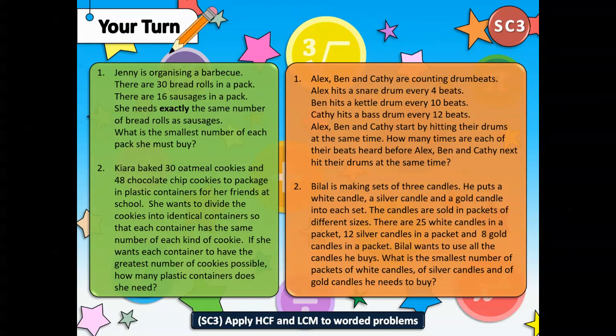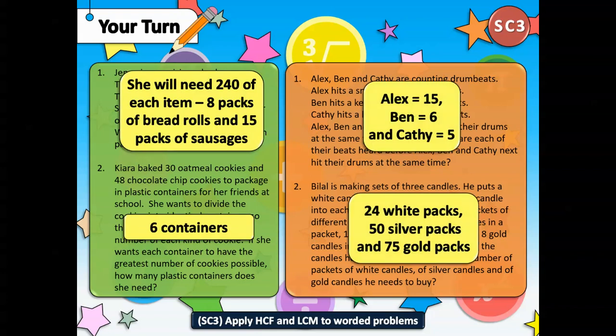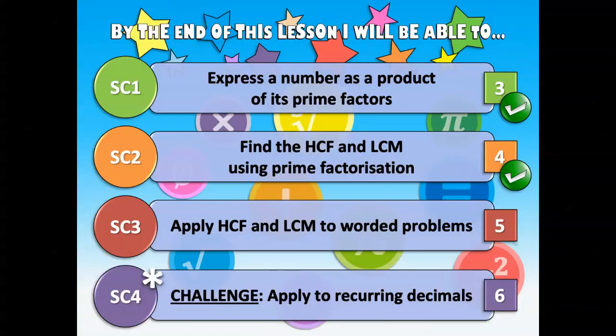Here are some questions for you to have a go at. Pause the video, and when you're ready to mark your work, press play. Here are your answers. There's your green answers, and there's your amber answers. And now we've completed success criteria 3. So now we're going to move on to number 4, and this is to apply to recurring decimals.